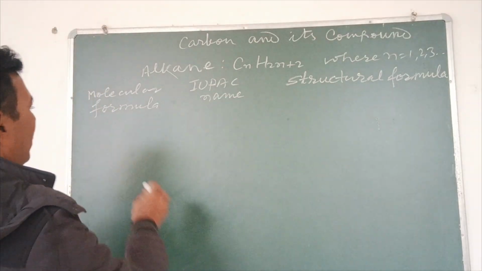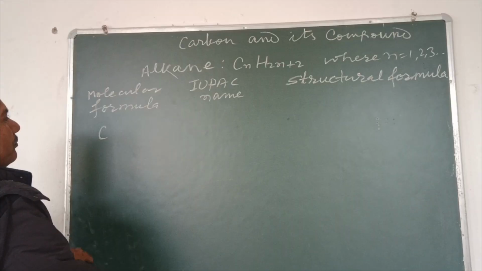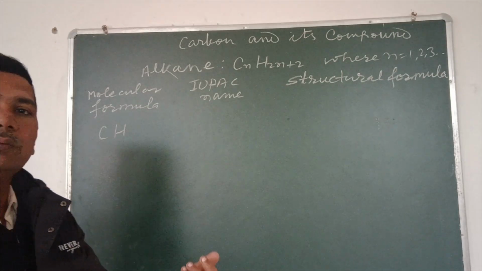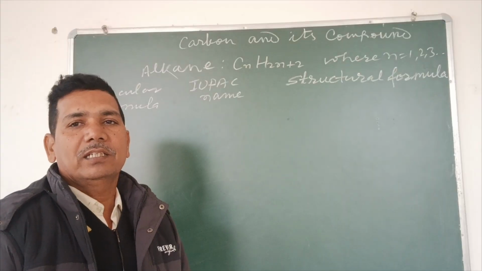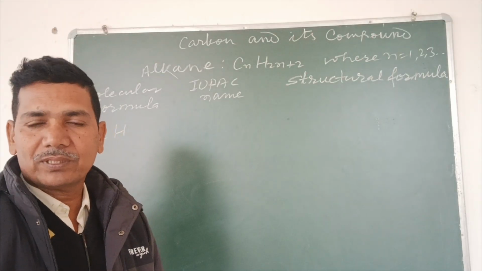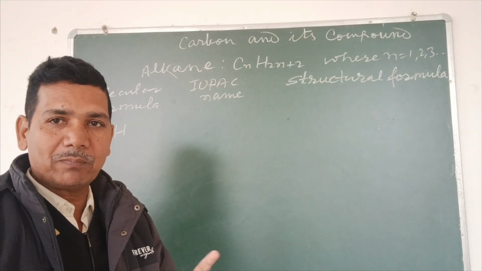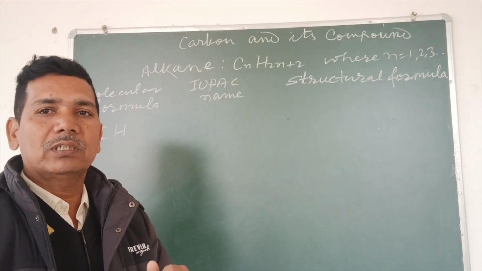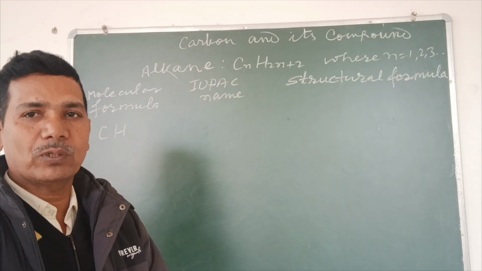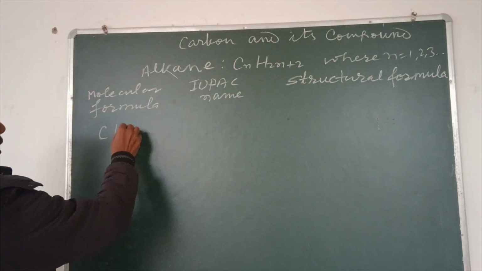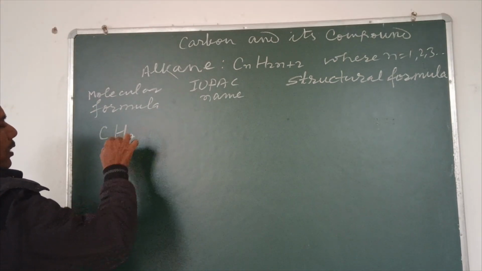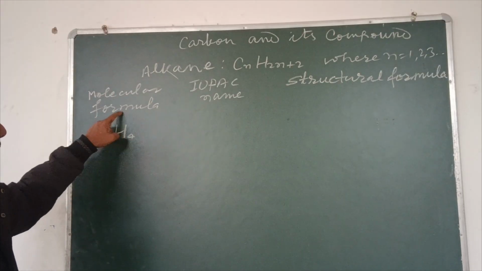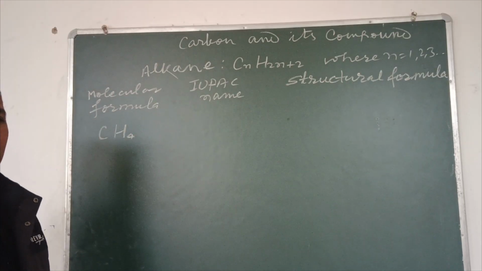Here, if we have one carbon atom, then the number of hydrogen atoms will be 2 more than twice the number of carbon atoms, because there is one carbon, so twice 1 is 2, and if we add 2 to this 2, it becomes 4. It means the number of hydrogen atoms will be 4. So this is the molecular formula CH4.